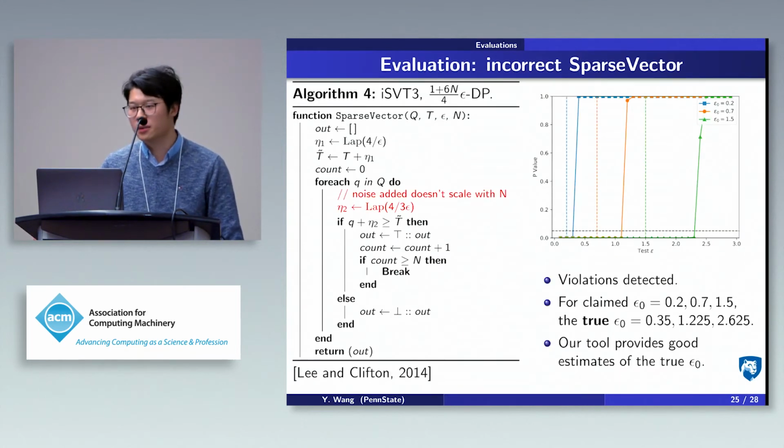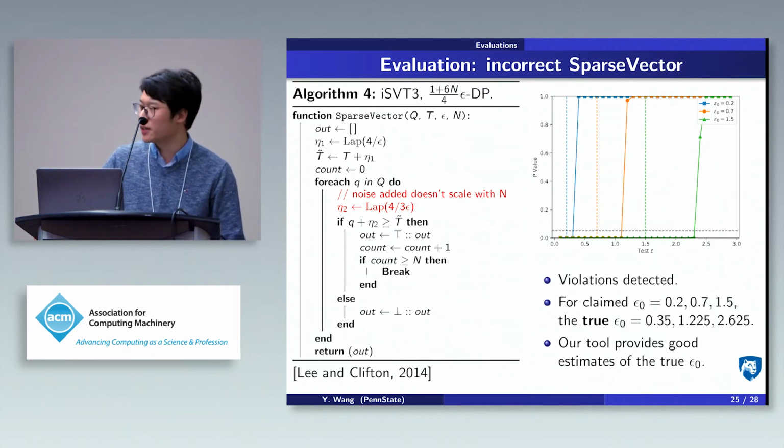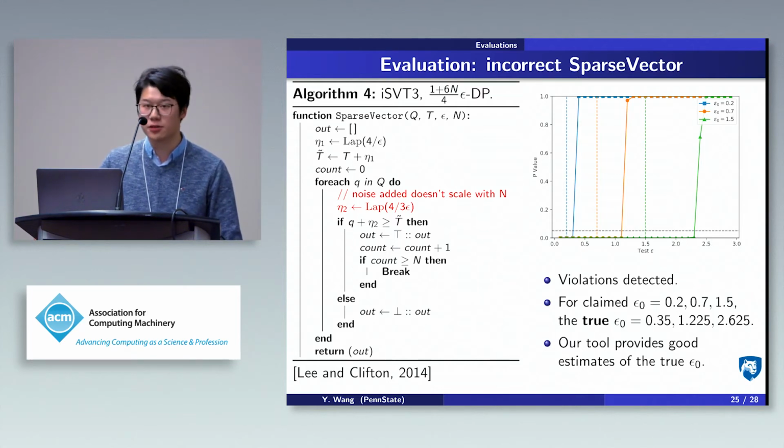For one incorrect implementation of the sparse vector technique, our tool shows that counterexamples are valid. Moreover, our tool provides good estimates for the actual privacy bound of this algorithm.